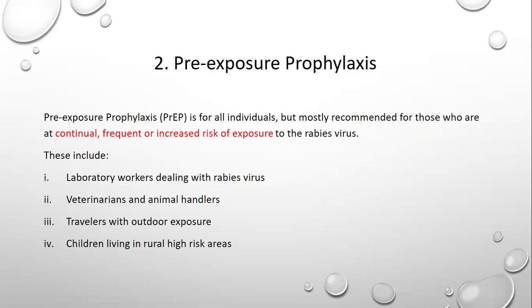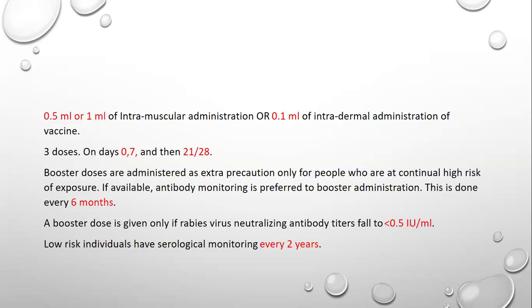Pre-exposure prophylaxis. Pre-exposure prophylaxis is for individuals, but mostly recommended for those who are at continual, frequent, or increased risk of exposure to rabies virus. These include laboratory workers dealing with rabies virus, veterinarians and animal handlers, travelers with outdoor exposure, and children living in rural high-risk areas. 0.5 ml or 1 ml of intramuscular administration, or 0.1 ml of intradermal administration of vaccine. 3 doses in total on days 0, 7, and then either 21 or 28.